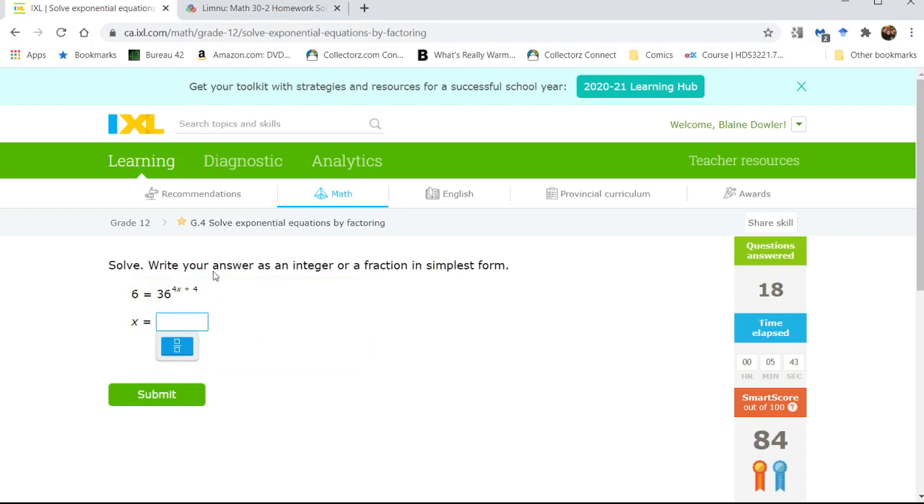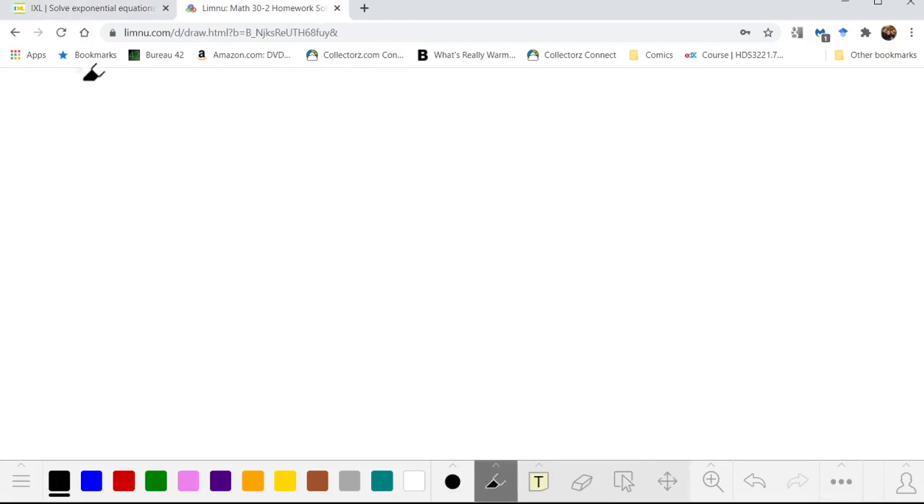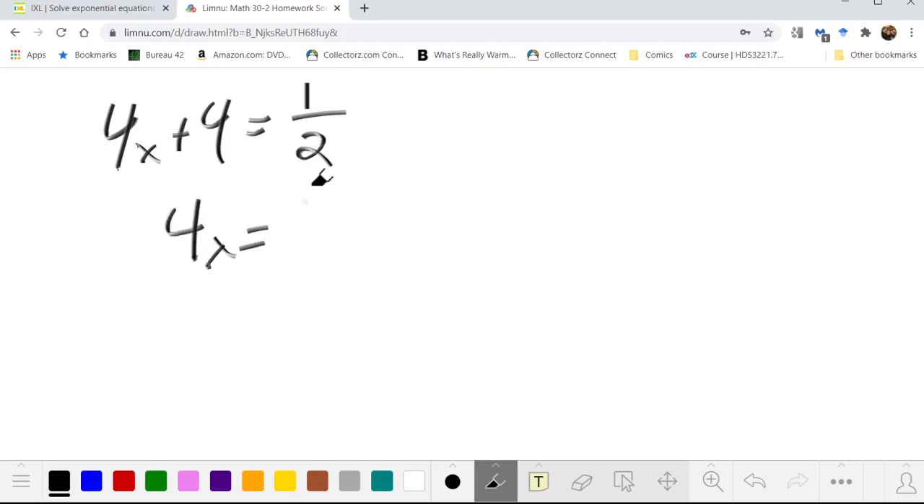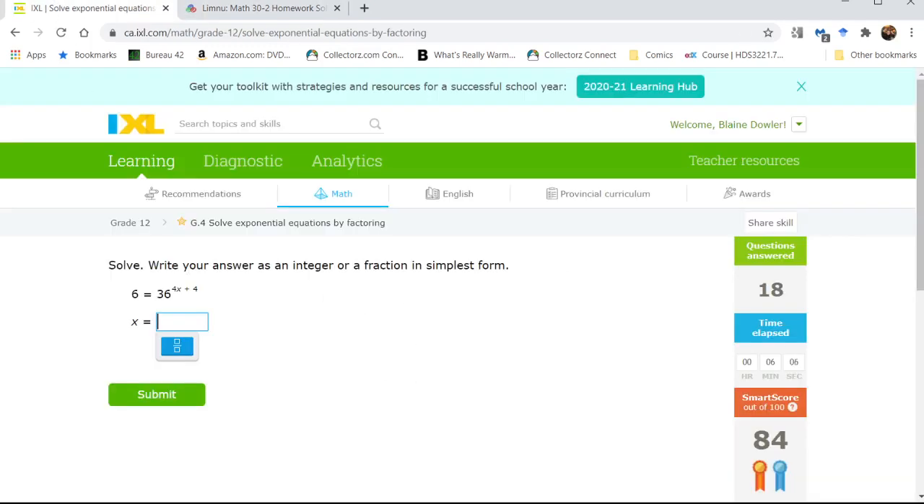Now this entire exponent has to equal 1/2. So if we have 4x plus 4 equals 1/2, then 4x is 1/2 minus 4, which is negative 7 over 2, and x equals negative 7 over 8. So we have a negative 7 over 8.